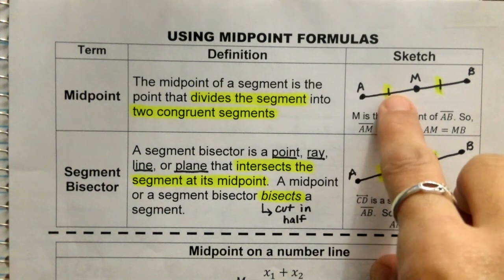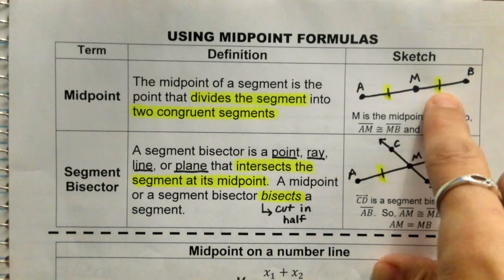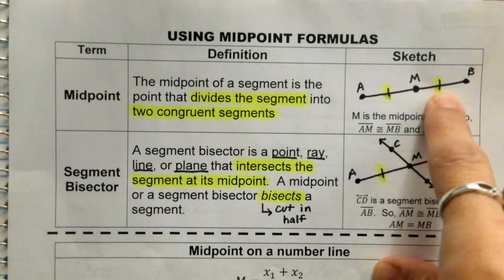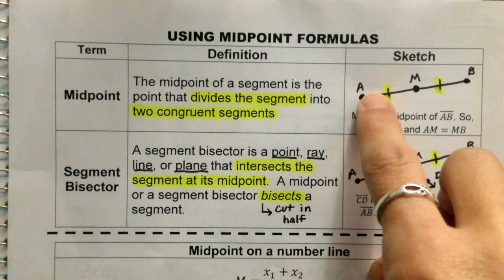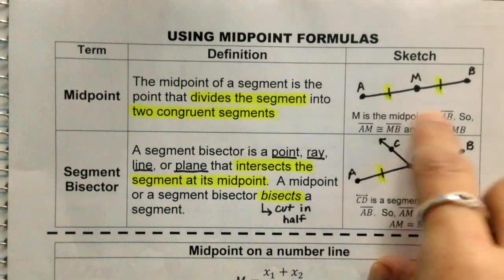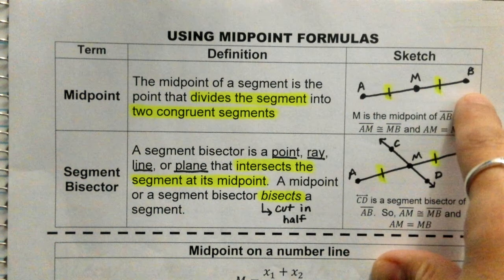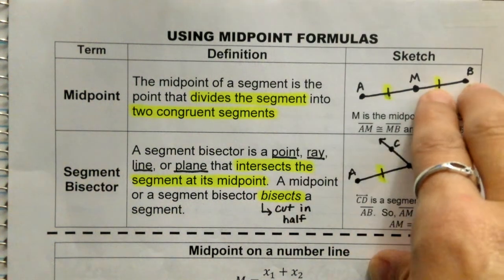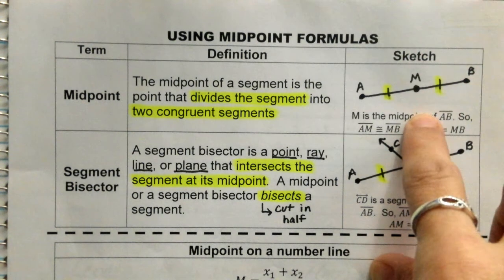What I did here was mark these little marks right here, and I highlighted them to make sure you understand that they mean segment AM is congruent to segment MB, saying that these two smaller segments are exactly the same because this is in the dead center of it.